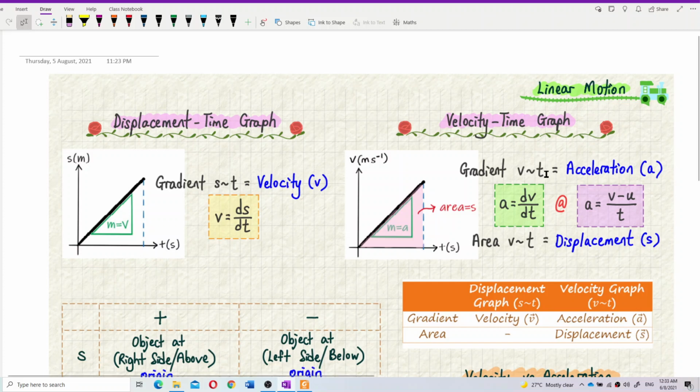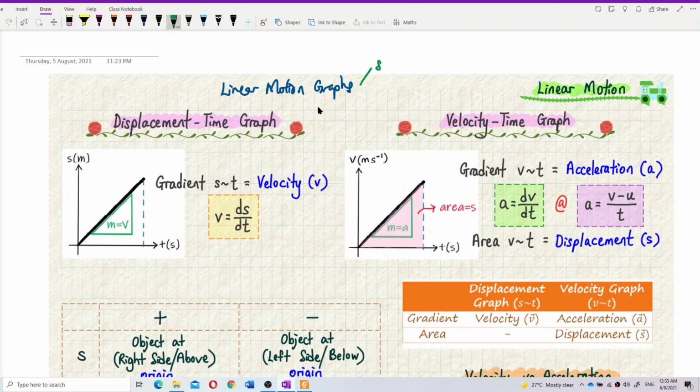Okay, now for linear motion, we have graphs. We call it linear motion graph. Okay, linear motion graphs. So we have three types of graph.